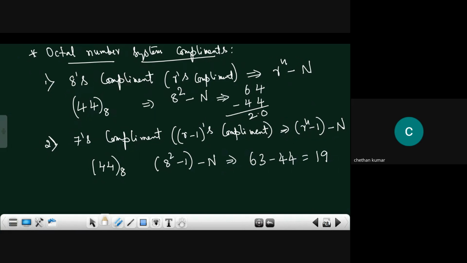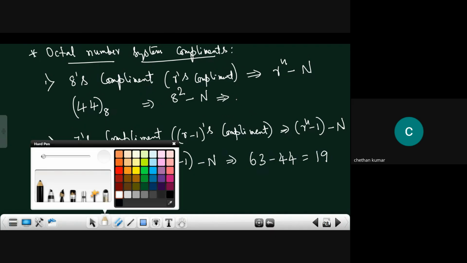I made a small mistake, because what number system should it be? Octal number system. You are exactly correct. So this 64 you should convert into what? See, 8 square means 64. It is in decimal, sorry. That you should convert into octal. So what is the octal equivalent of 64? 100, right?